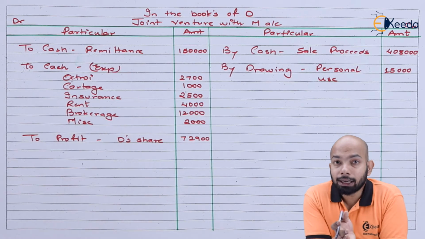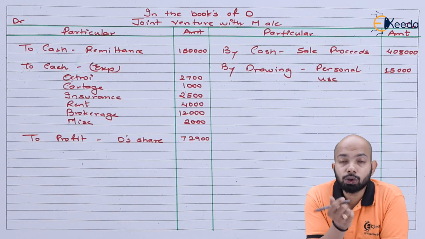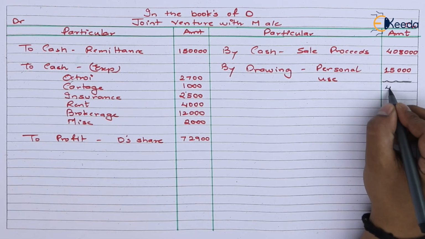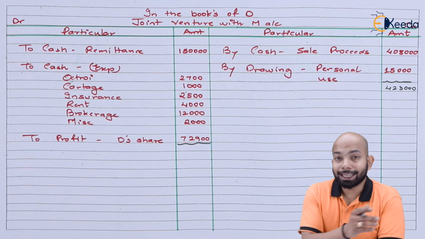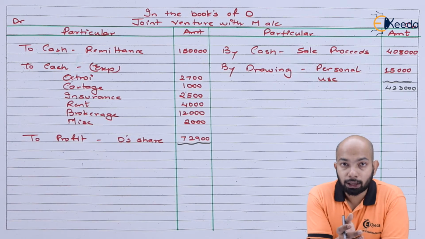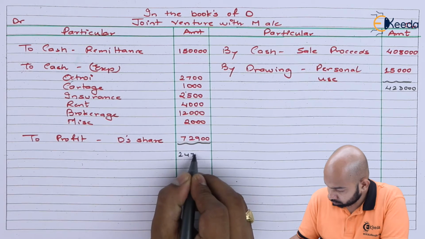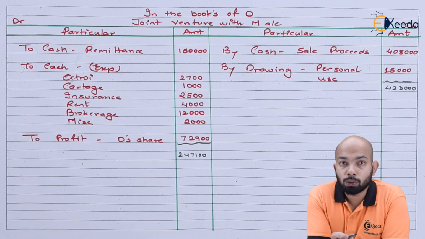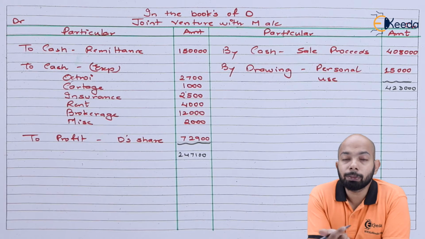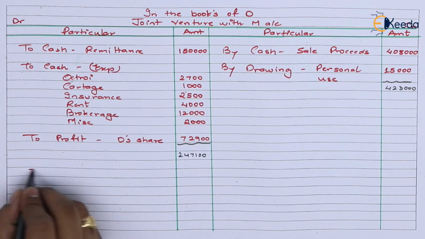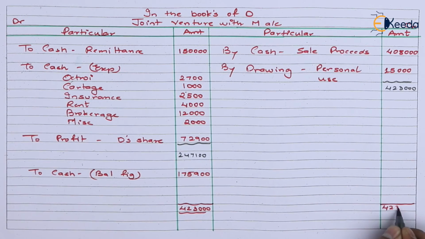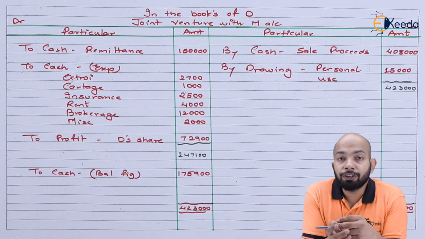Now the only thing pending in this specific illustration is to figure out the total balance. So let's figure out the interim balance first. The credit side interim total is 4,23,000. The debit side interim total is 2,47,100. That means the balance will be the amount that is supposed to be remitted. So the balance that is supposed to be remitted is 1,75,900.